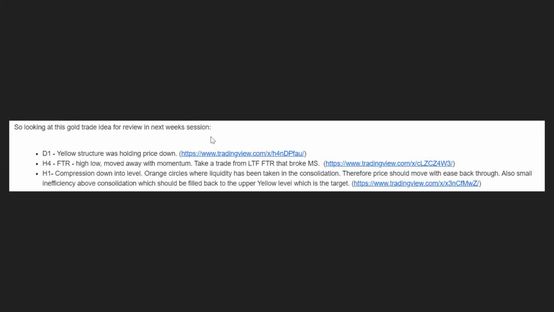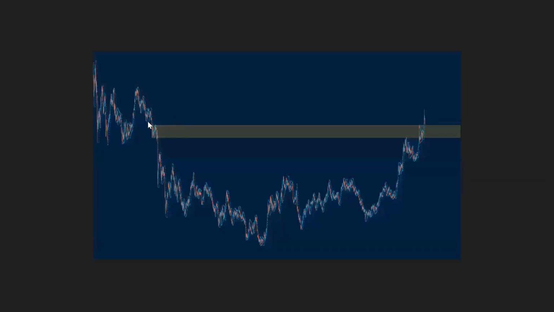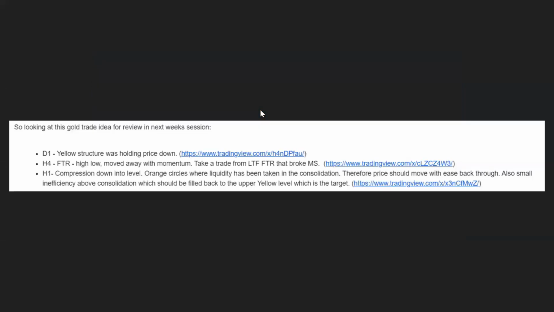Okay, gold trade idea. You've planned out a trade plan from the daily down to the hourly. Yellow structure holding price down. Here's that daily structure. Okay, clearly a significant level and a good high time frame level around which to structure a trade. Down to the H4, FTR high low moves away with momentum. Plans to take a trade from the low time frame FTR that broke market structure.